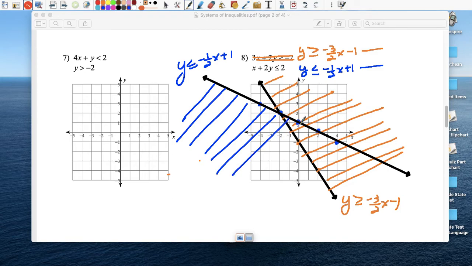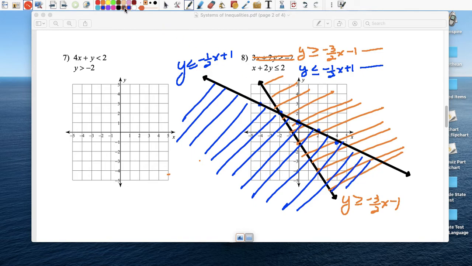So again, where the orange and blue meet, points in there, including the points on top of the line, will satisfy both inequalities. So pick a value in there, just to test it out, to check. And 0, 0 is definitely in there, so we're going to use the point 0, 0. Thank God.